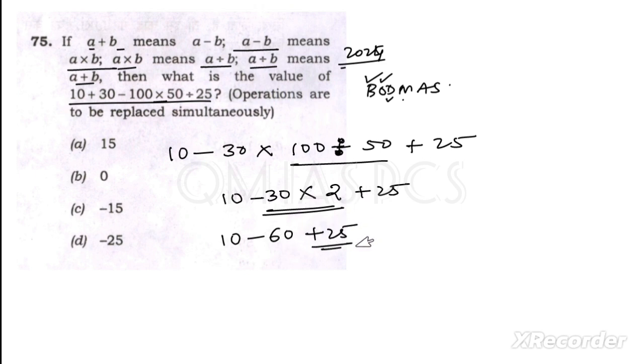If you add 25 plus 10, it will be 35 and minus 60. Now there are opposite signs, this is a plus, this is a minus. What will be the answer? There will be subtraction. Here it is 25, but the sign will be the sign of the greater number, that is minus. So the answer will be minus 25. So the answer is D, minus 25. Is it clear? So like this we can calculate.